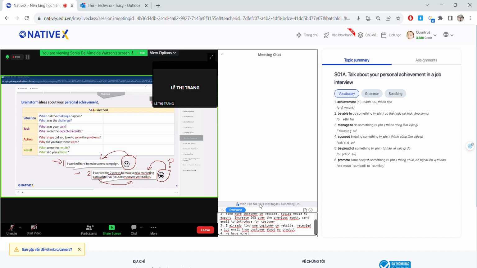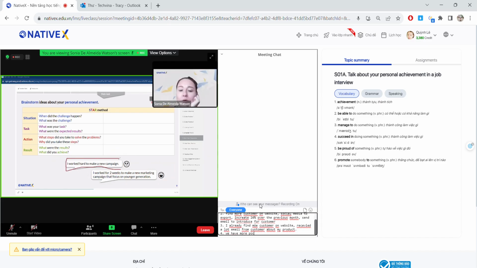Yes. So what is different about answer number one and answer number two? What is very different? Look at answer number one.